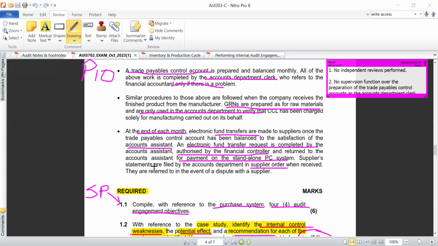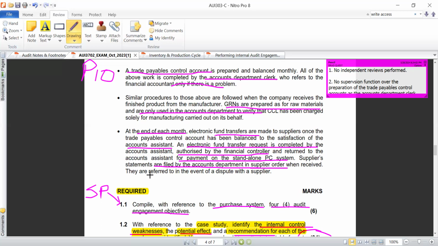Supplier statements are filed by the accounts department in supplier order. Now that's inadequate record keeping or record sequencing. Why? Because you cannot keep it based on the supplier order. You have to have some form of a sequential record entry for maintaining these things. You cannot just keep it on the basis of supplier order. So what order number is it? I mean, how do you know which one came first, which one is most recent, or which one has been there for a longer time? So there's a problem there.